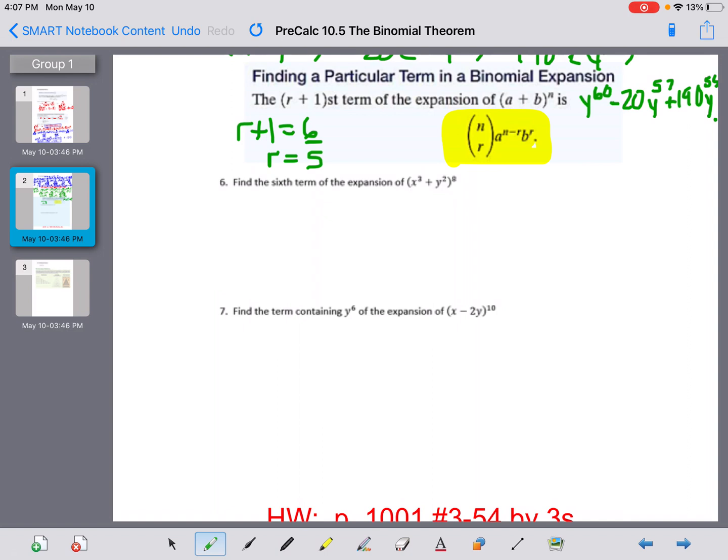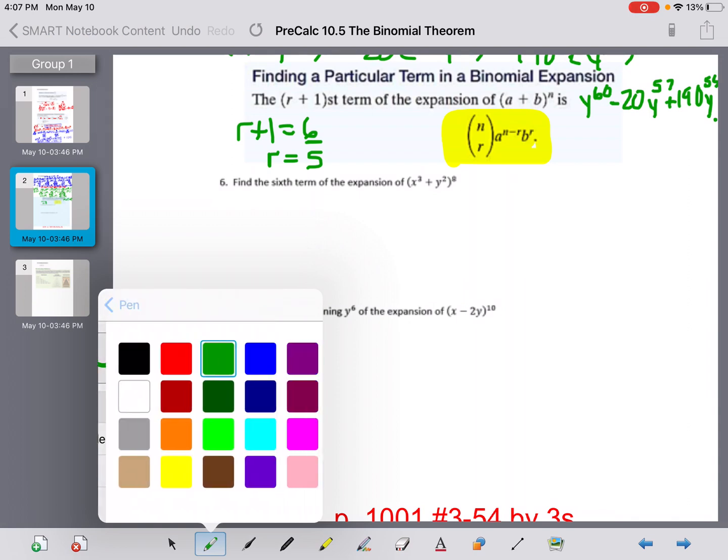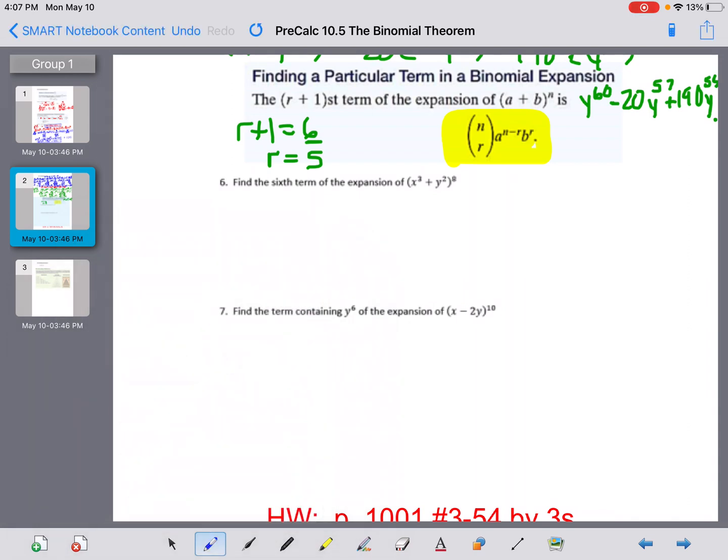Okay, so for 6 down here, it says find the 6th term of the expansion of y to the third plus y squared to the 8th power. So obviously I'm jumping ahead here, right? So no matter what, my n on top is always how many terms I am going to find total, and that's 8. Because I'm looking for the 6th term, I'm 1 less than where I'm at, so my r is going to be 5, okay? So that's super important to do. So on top, my n is 8. On the bottom, my r is 5.